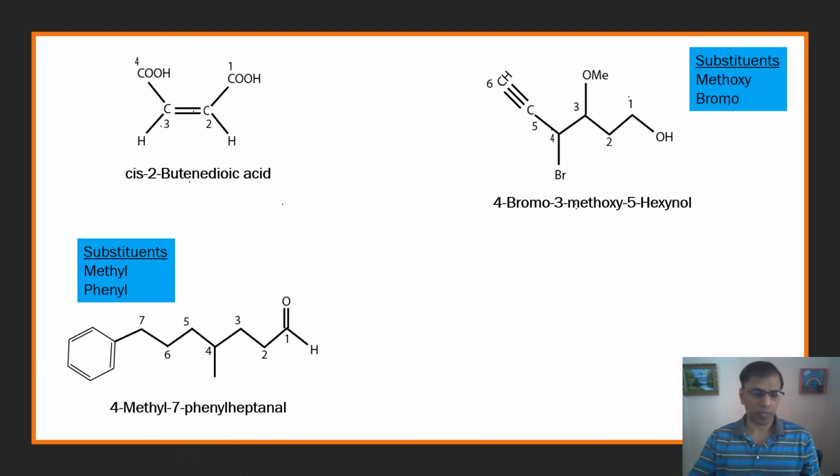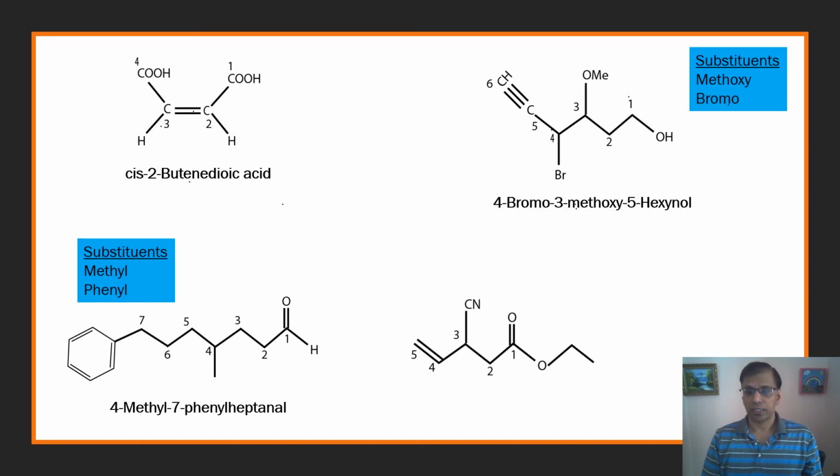So you name this compound in alphabetical order again. So methyl will come first, and you always put the number before each of the substituents to indicate the location of the substituent. So methyl group is on carbon 4, phenyl group is on carbon 7, and then you call it heptanal. Since there are 7 carbons, the parent chain is heptane, and the e in heptane is replaced by al because this is an aldehyde.